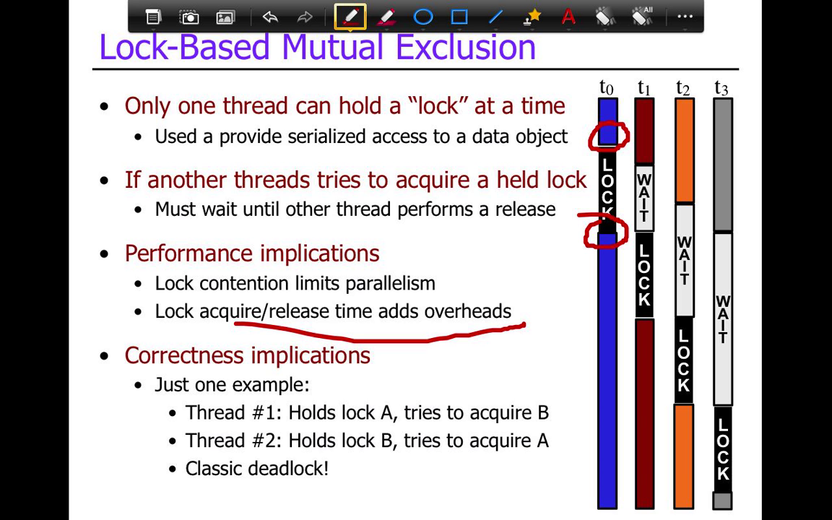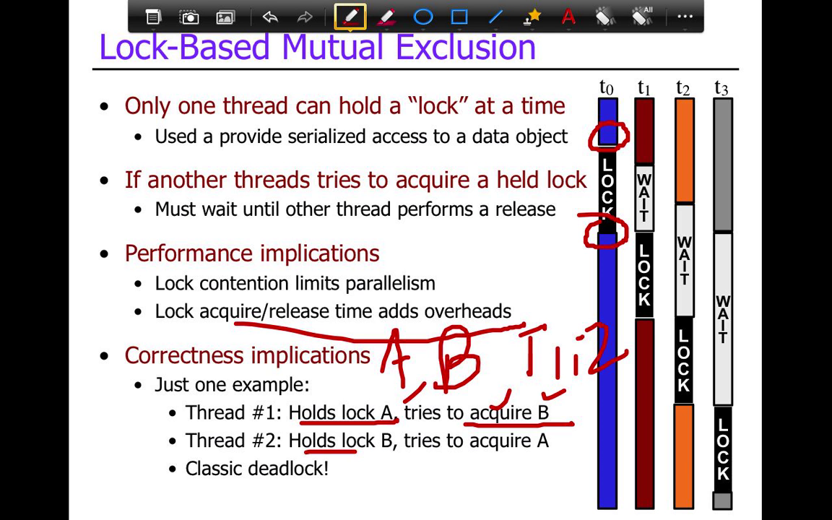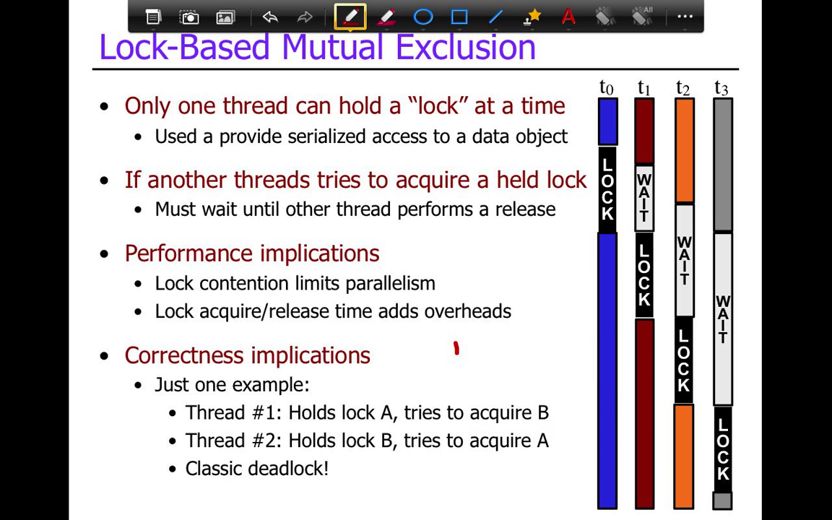There are also correctness implications with using locks to implement mutual exclusion. One example of this is a deadlock situation involving two locks, A and B, and two threads, T1 and T2. T1 holds lock A and tries to acquire B. T2 in the meantime holds lock B and tries to acquire A. This is a classical deadlock situation. Neither of them is going to be able to get the lock because T1 is waiting on T2 to release B, and T2 is waiting on T1 to release A. So you're going to have circular wait.